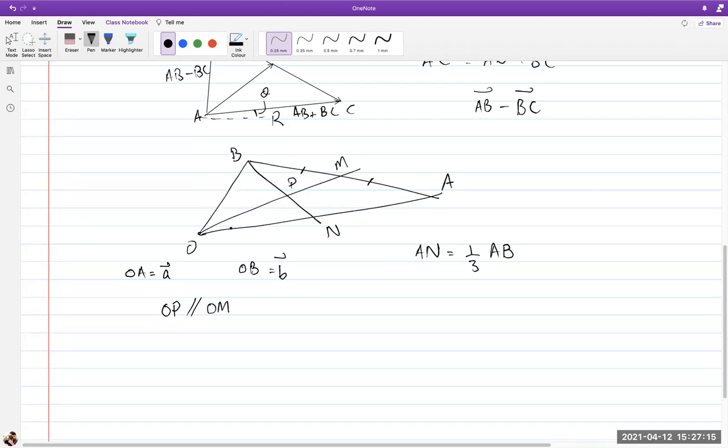That's it. So OM and OP have the same direction. We can see that from the diagram. We can say that OP is parallel to OM. Similarly, we can say that OM is parallel to OA. We can say that, right?